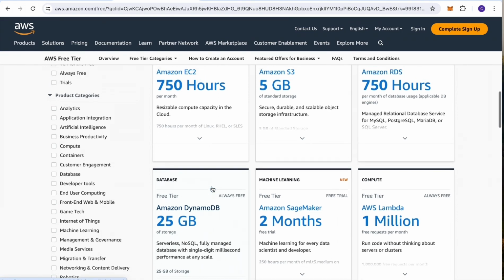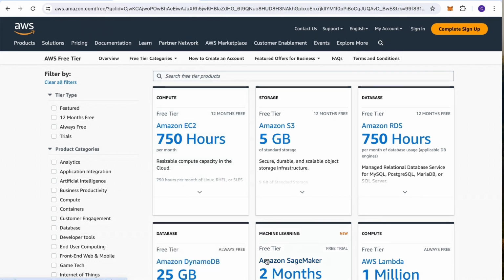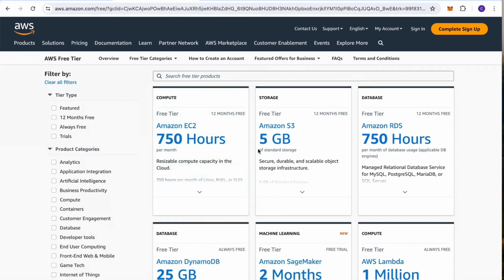Now, there's one thing I would want to draw your attention to. Some of them have 12 months free, others have always free, and then others too have free trial. What that means is that if you look at the 12 months free, it means that for the next 12 months, you'll be given 750 hours free per month.